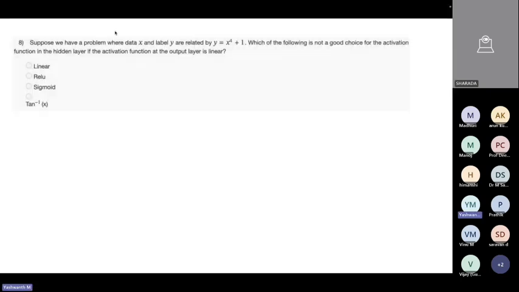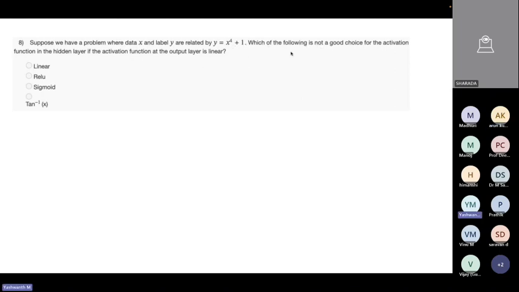Now we have a problem where we have the data x and labels y, related by y equals 1 plus x to the power 4. Which of the following is not a good choice for activation function in the hidden layer if the activation function at the output is linear? All you are given is some relationship between the input and output, which is definitely not linear. y equals x to the power 4 is non-linear.